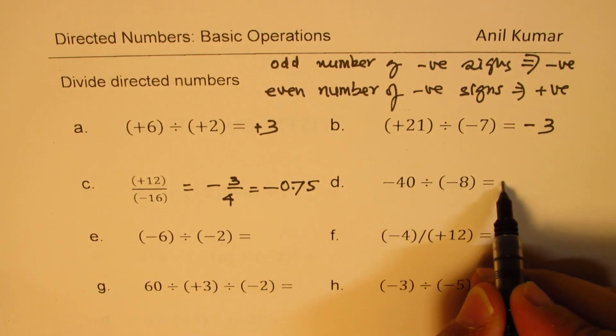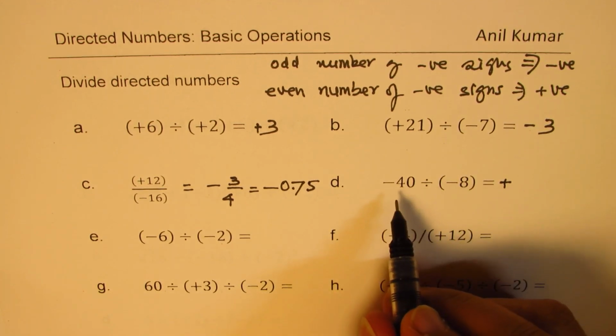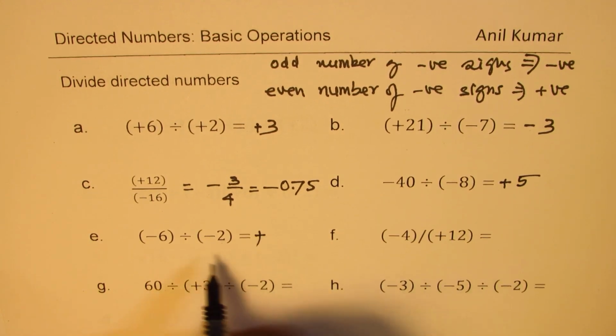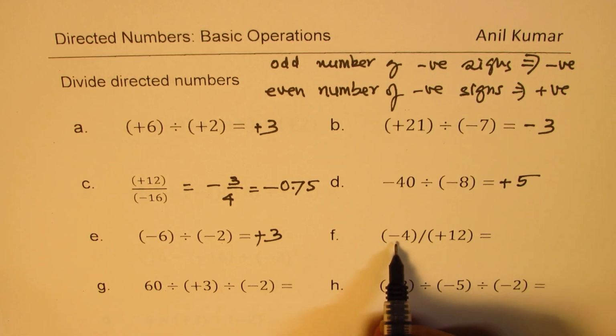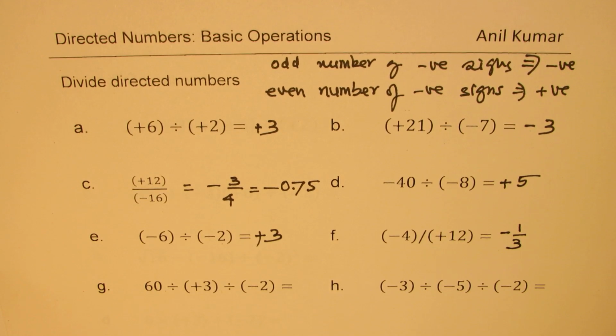Now this is not an integer, and that is how directed numbers are different from integers. When you divide two negatives, meaning an even number of negatives, you get positive. 40 divided by 8 will be 5. Here 2 negatives means positive. 6 divided by 2 is 3. And here 1 negative, an odd number of negatives. So minus 1 over 3 is your answer.